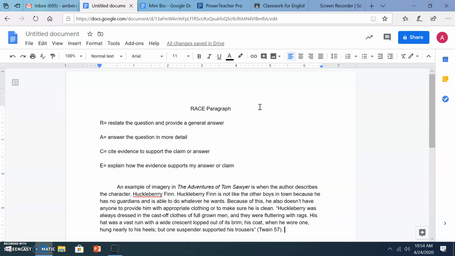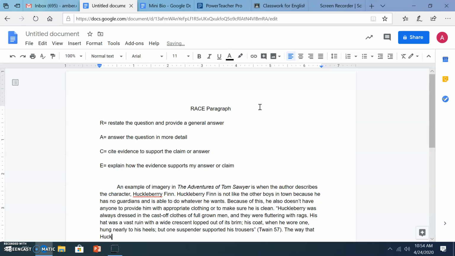Now the last step is the explain portion. Here I'm going to spend at least 2 to 3 sentences explaining how that piece of evidence supports what I said in the first part of my paragraph. So I said, he's not like the other boys in town because he has no guardians and is able to do whatever he wants. Because of this, he also doesn't have anyone to provide him with appropriate clothing or make sure he's clean.